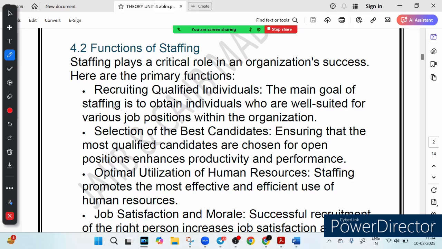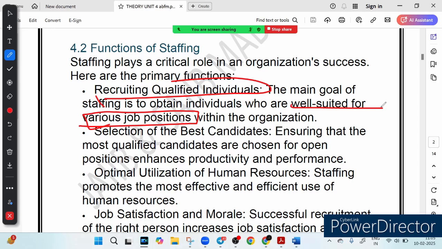The first is recruiting qualified individuals. You know what it means? Think of it like building a cricket team. You need the best player for every position: batter, bowler, wicket keeper. Similarly, a company recruits people who fit different job roles perfectly. The key point is people who are well suited for various job role positions, so the company selects those people.